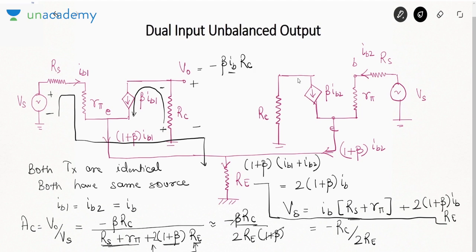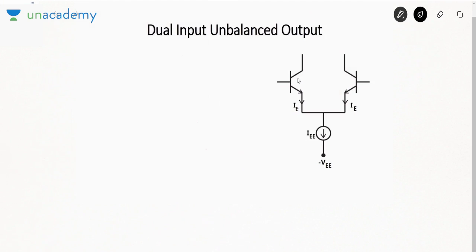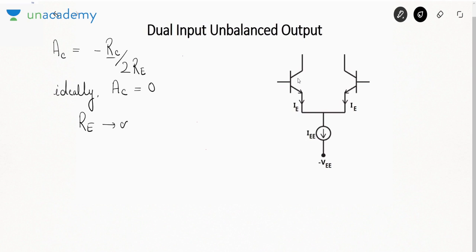So that is the gain offered to the common mode signal or the noise signal. So the common mode gain is minus RC by 2 RE. But ideally what do I want? Ideally this common mode gain must be 0. To make it 0, either RC must be 0 or RE must tend to infinity. Now how can you make RE equal to infinity? By using a constant current biasing.